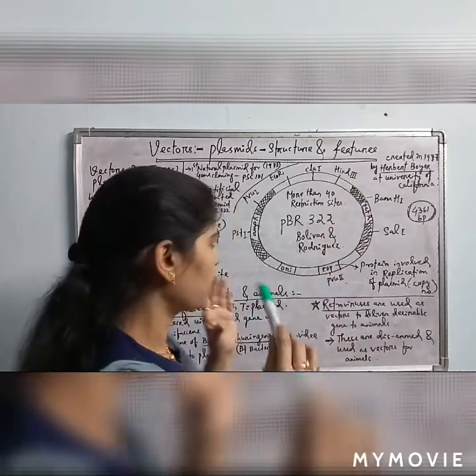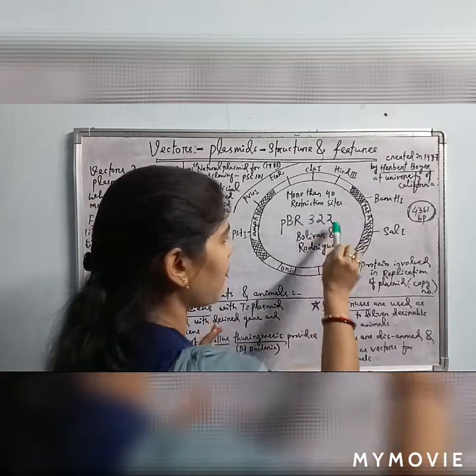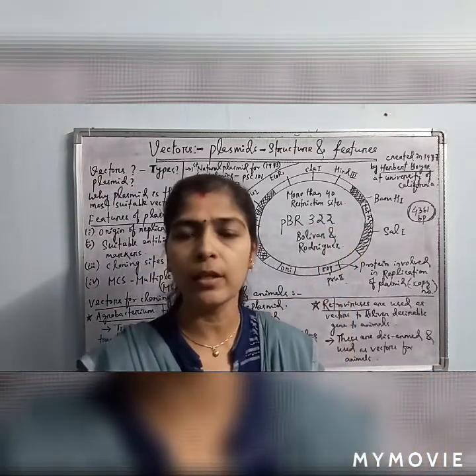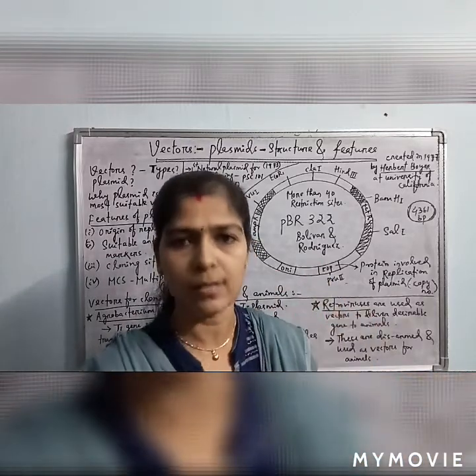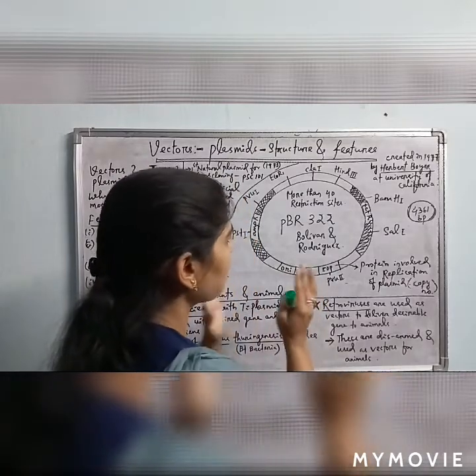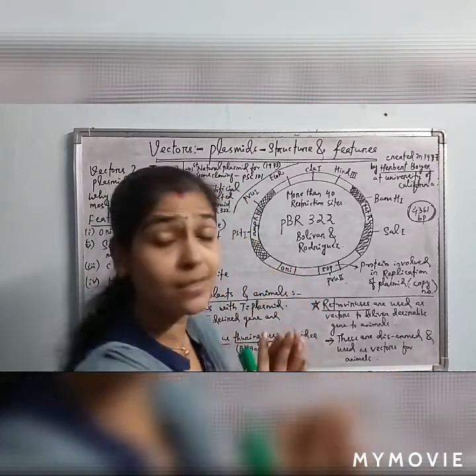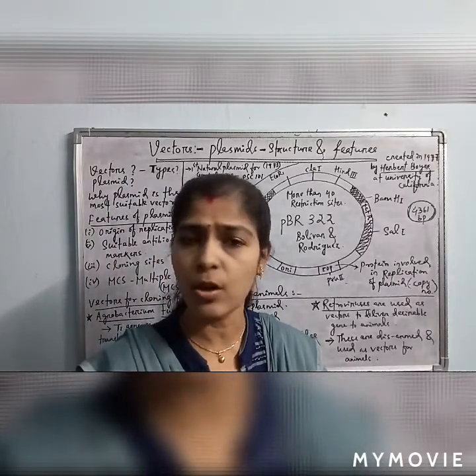As for the name, this is pBR, and 322 is the number of the plasmid. They have made different plasmids, and this is just the number to separate this plasmid from the others. 322 is the number. So let's discuss in detail about pBR322, as this is a constructed plasmid, meaning it has been constructed in laboratory conditions, it is not naturally available.